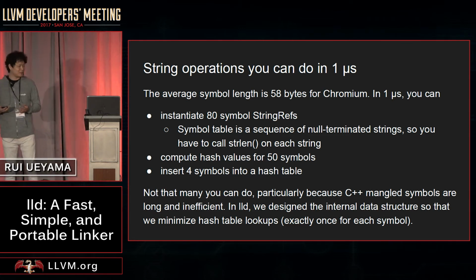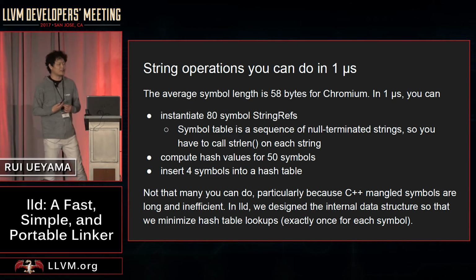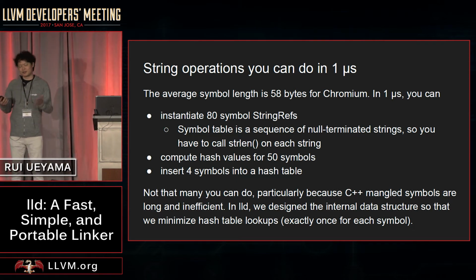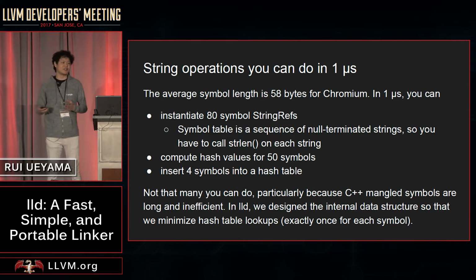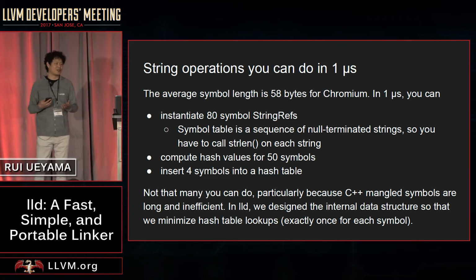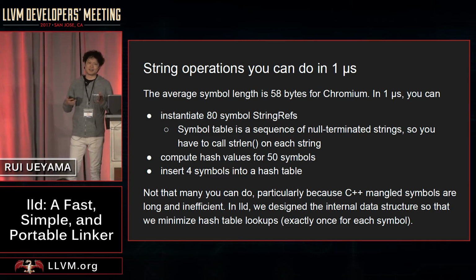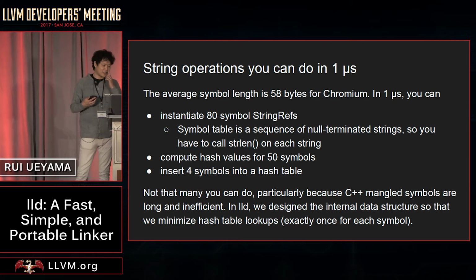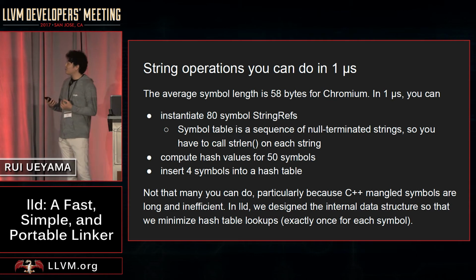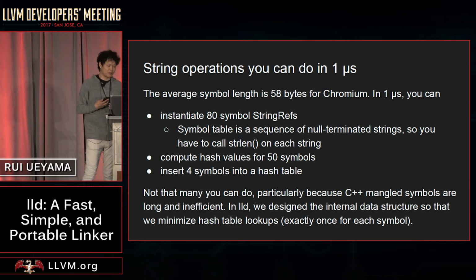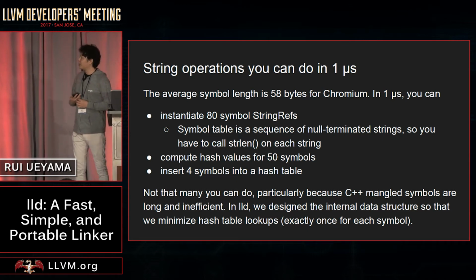So for example, you can read only 80 symbols from object files in 1 microsecond, mainly because the symbol table is just a run of null-terminated strings in the object file. So it doesn't have a length field. So you have to run strlen to get the size of a string to instantiate that data as a string object, which takes time. And if you insert strings into the symbol table, or actually it's a hash table, then you can do that only 4 times in 1 microsecond.